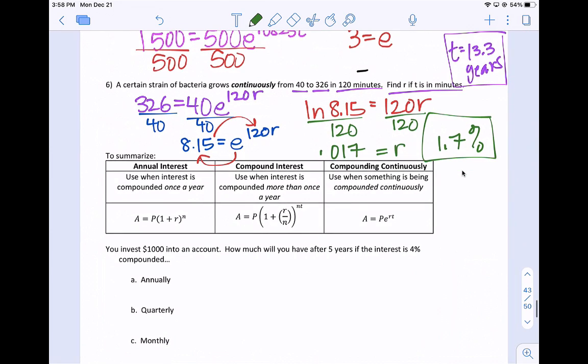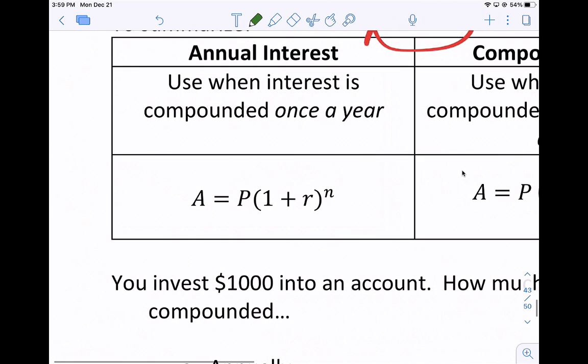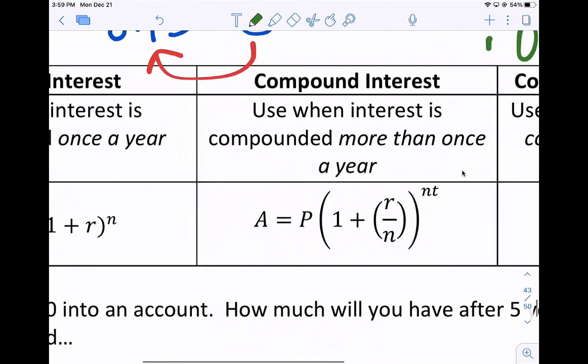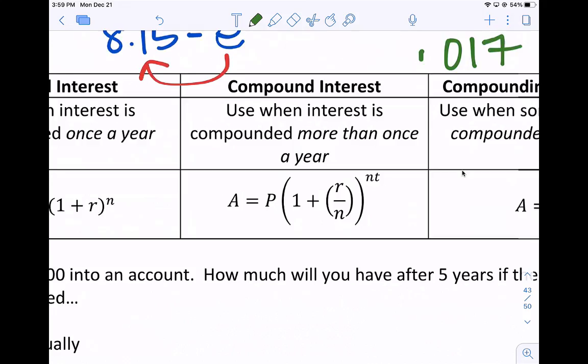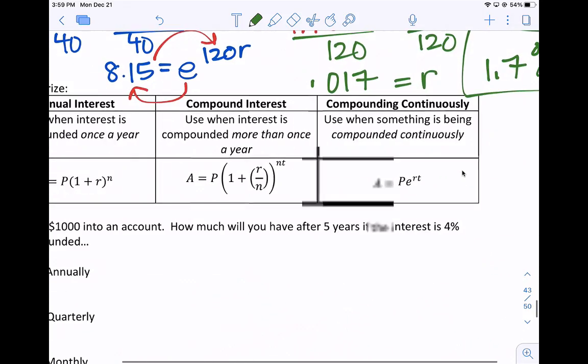Okay. So to summarize, we've looked at a lot of different formulas this chapter. It's essentially the same formula, just little things change. So if it's annual interest or once a year, your amount equals your starting value times 1 plus r to the n power. If it's any more than once a year, you have to divide your rate by the number of times per year, but then multiply the number of years by that as well. So multiply, divide by n, multiply by n. And if it's continuous, it's A equals Pe to the rt.